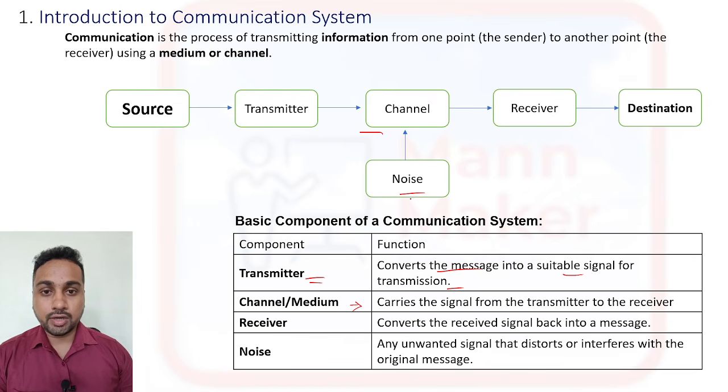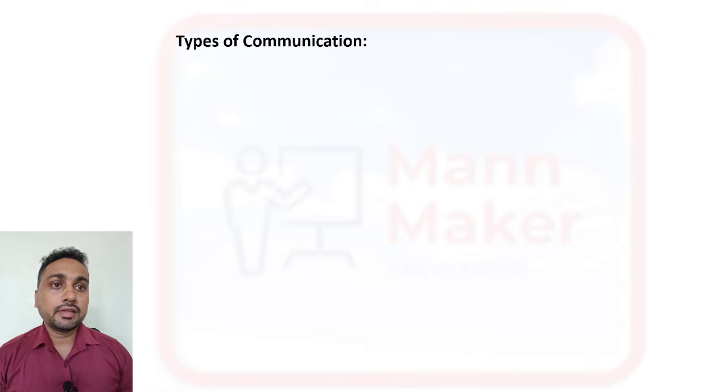Noise is generally unwanted signal which will affect the signal, or it will destroy the signal information that we send from the transmitter. Okay. So this is the basic definition of our communication system. Now, based on this, as I told, it is the way of exchange of our information.